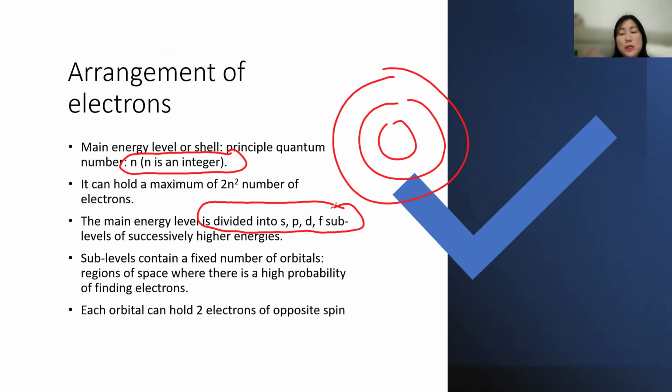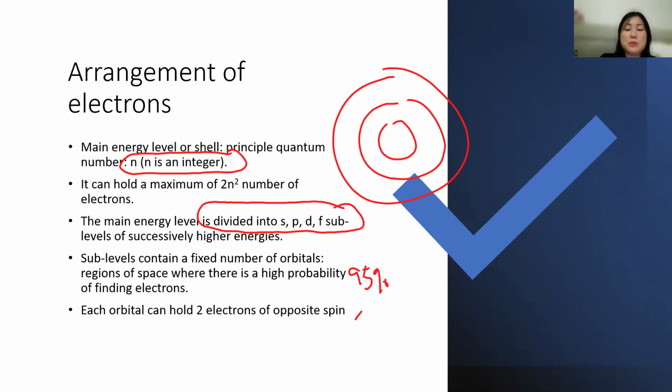So you can think of one acronym, or you can try to think of something that represents SPDF, so that you can remember it. You can form a sentence and try to suggest to each other how to help yourself remember SPDF. And every sublevel consists of orbitals, and orbitals are regions of space where there's a high probability for you to locate an electron. And when we say high probability, we are looking at a 95% chance of finding an electron there. And every orbital can hold two electrons of opposite spin.